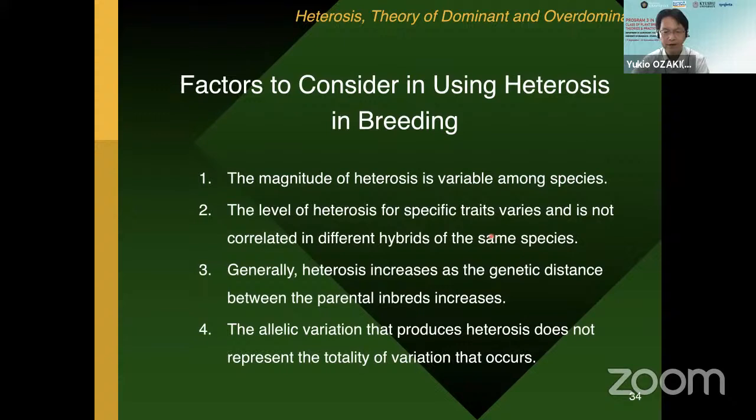However, there is a threshold: when the genetic distance between the parents is exceeded, heterosis decreases. This appears to suggest a relationship between genetic diversity and heterosis. This relationship is not strong enough to make it a predictive tool. Four, the allelic variation that produces heterosis does not represent the totality of variation that occurs.